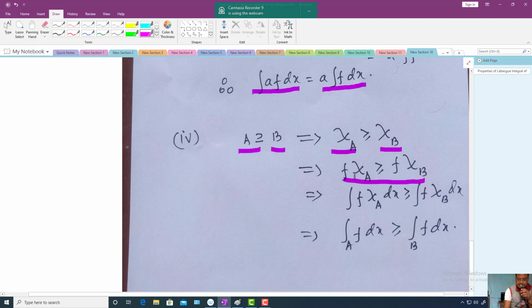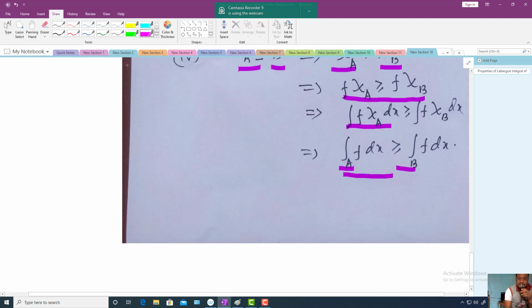We have already shown in number 1 that if a function is greater than another function, the Lebesgue integral of the first function will be greater than the Lebesgue integral of the second. This one is, by definition, the integration of the function f over the set A, and this is the integration of the function f over the set B. So if A is a bigger domain than B, then the integration of the same function f is greater than or equal to the integration on the smaller domain. So this is the thing.